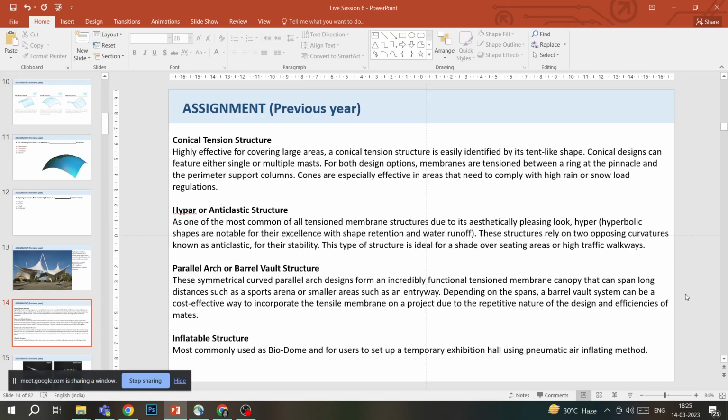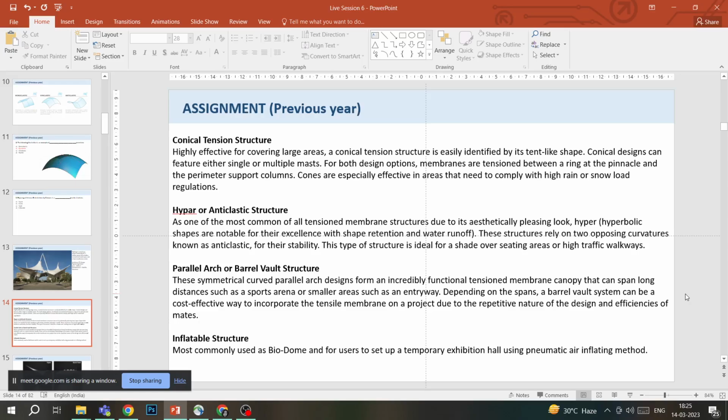The conical designs can feature either single or multiple masts. Masts are basically columns or members or posts which are used to attach the tension cables, wires, or the fabrics too. So basically in conical tension structures, there can be one mast, there can be many masts supporting the entire structure. For both design options, membranes are tensioned between a ring at the pinnacle and the perimeter support columns.